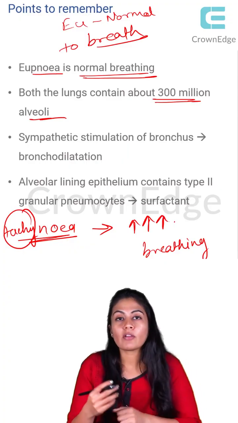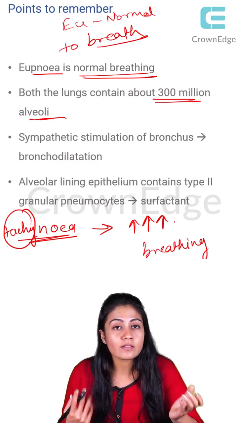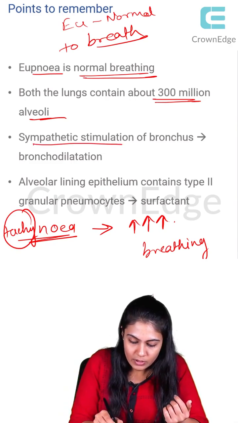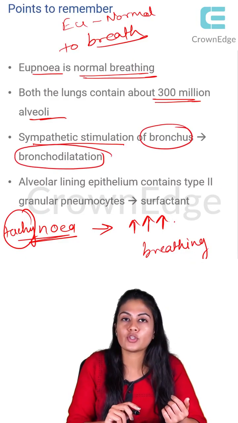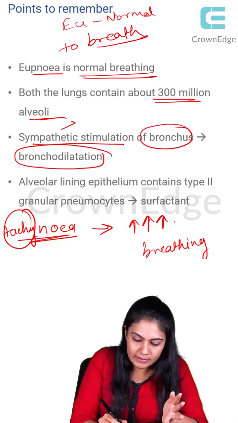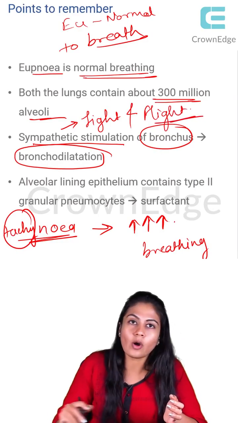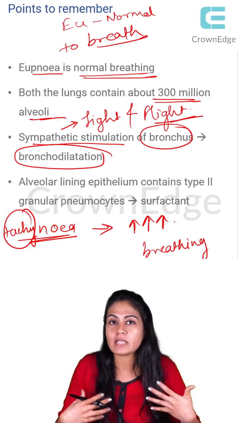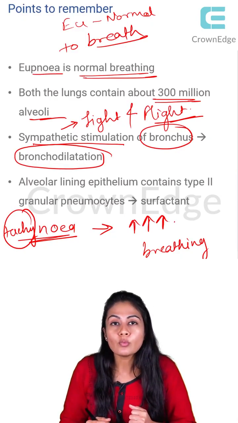And that's why whatever blood is coming remains there only for a fraction of a second, and still we are able to have the exchange. Then sympathetic stimulation to the bronchus is going to cause bronchodilation. We always say that the sympathetic system is a fight or flight response. So suppose a dog is behind you and you are running quickly, right? That means your skeletal muscle is activated, your sympathetic system is stimulated.